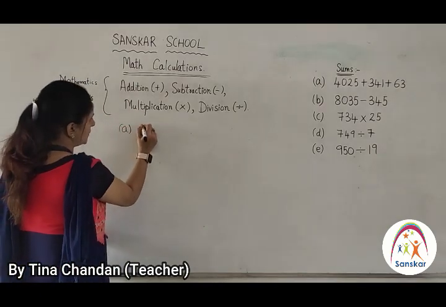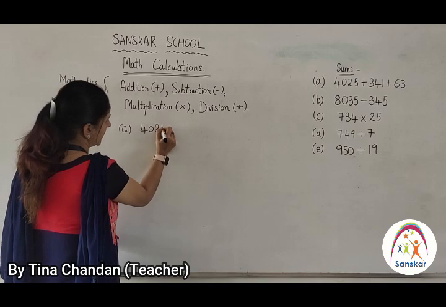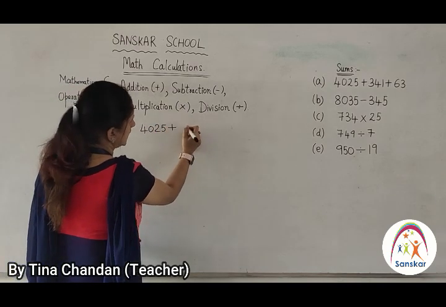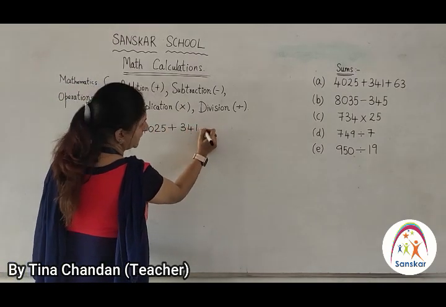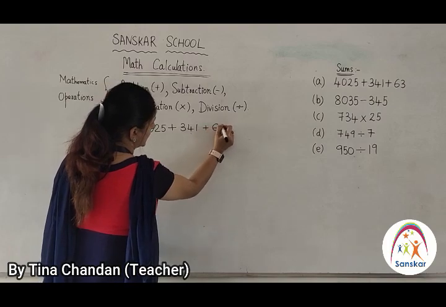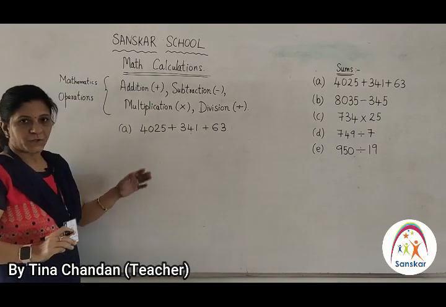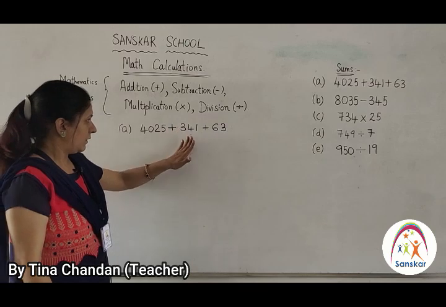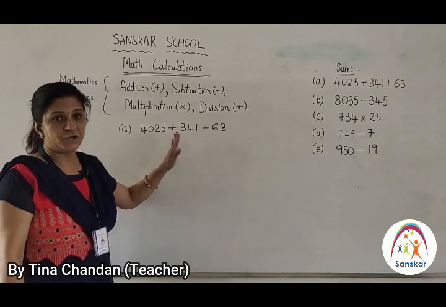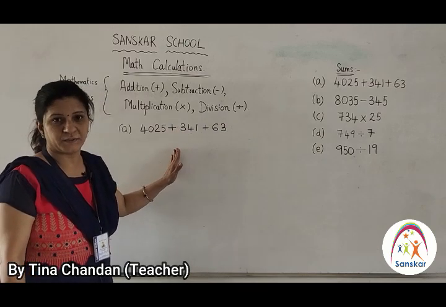The numbers given to you are 4025 plus 341 plus 663. Okay, now first of all, before doing addition, you have to write the places of the given numbers.